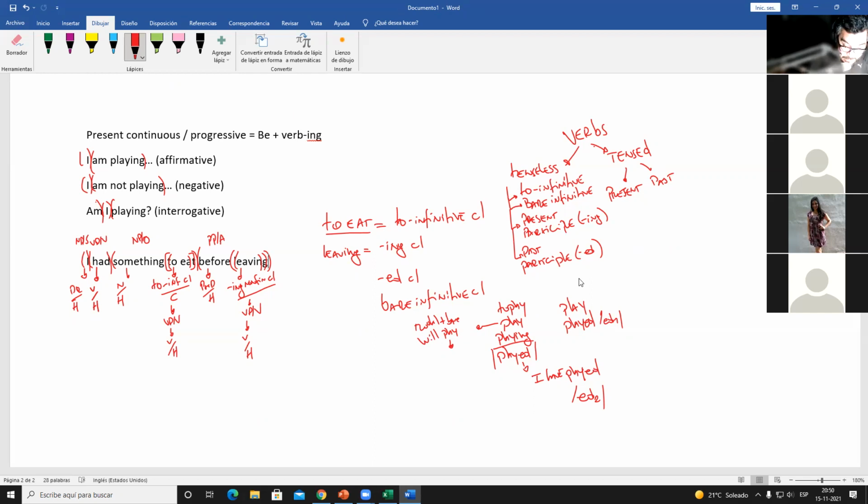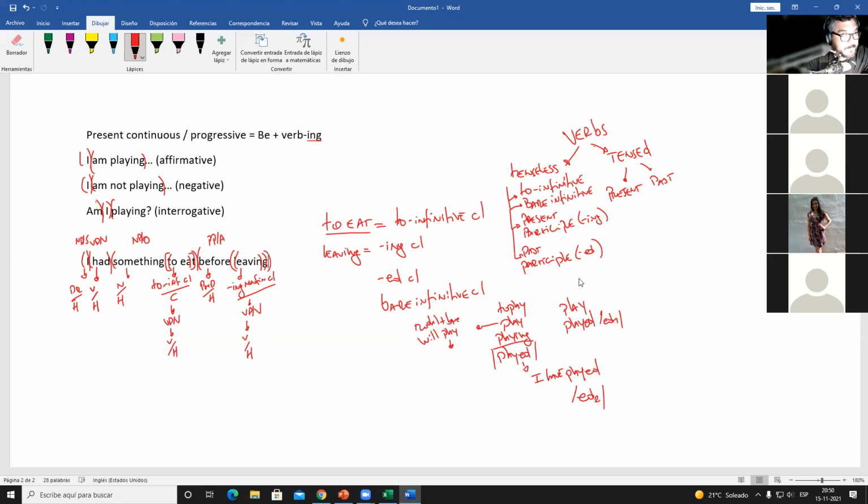Mira, las cláusulas non-finite, las que no tienen tense, reciben cuatro nombres. Esos nombres dependen de cómo se escribe el verbo. Si el verbo va con to, es un to infinitive, como to eat. Si el verbo va con ing, es una ing clause. Si el verbo va con ed, es una ed clause. Y en algunos casos muy raros, el verbo va en su forma base, y esas se llaman bare infinitive.